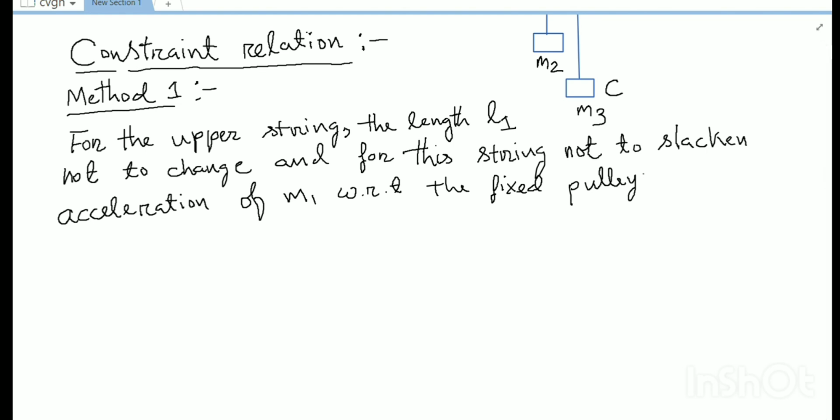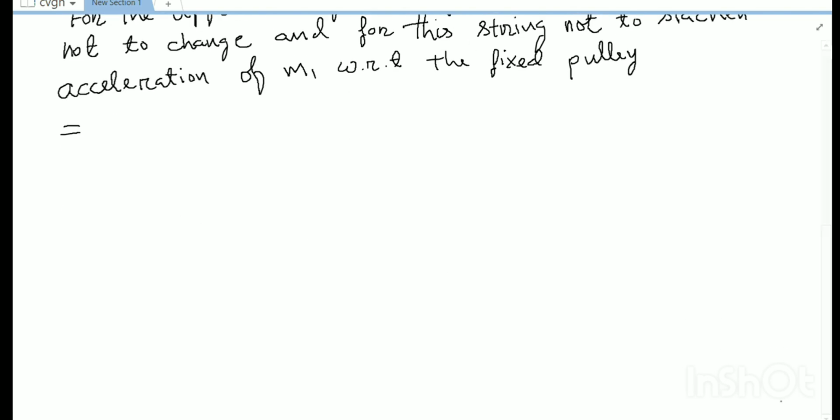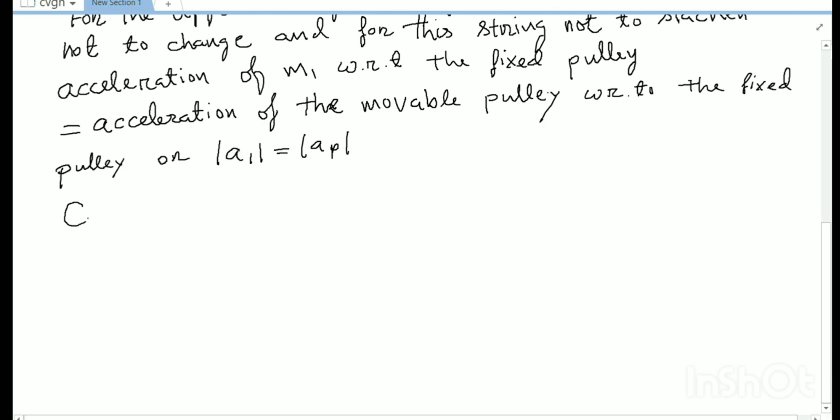Next is the acceleration of the movable pulley with respect to the fixed pulley. The movable pulley acceleration and M1 acceleration are equal, so mod of A1 is equal to mod of AP. Now the constraint relation for string 2. You will see there are two strings: the first string I discussed, and the second is string 2.